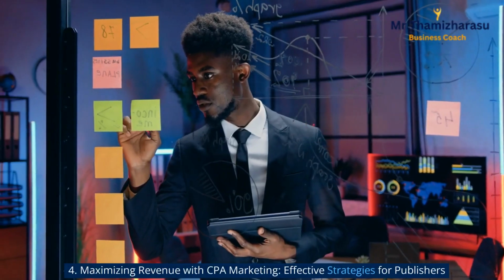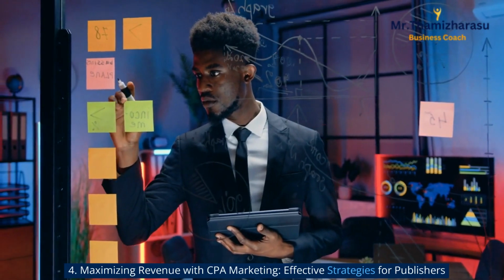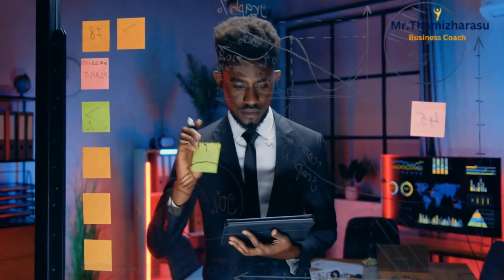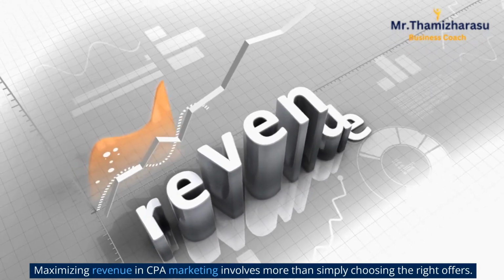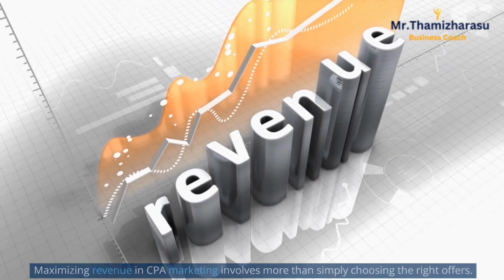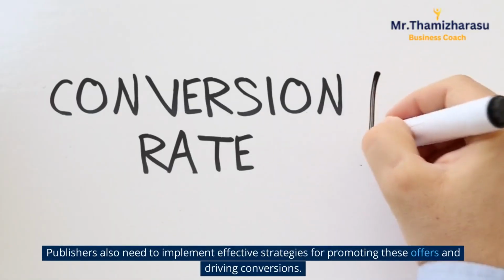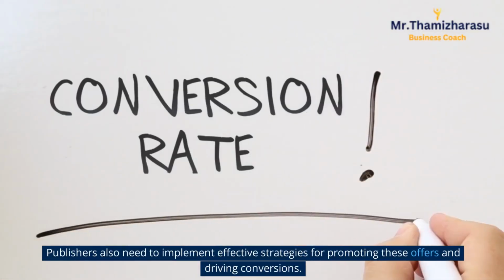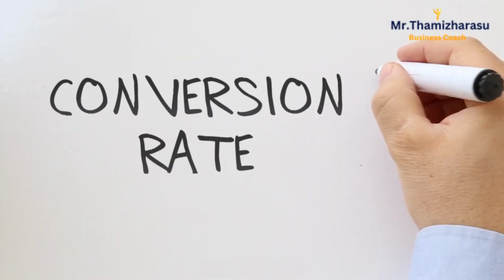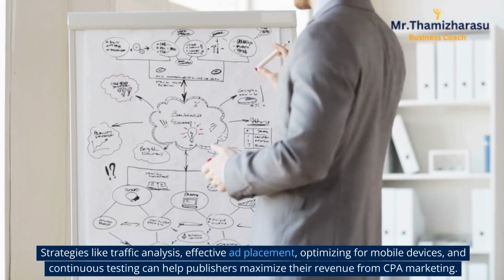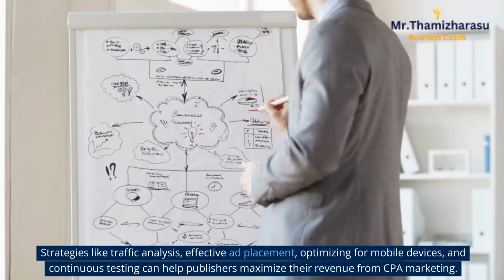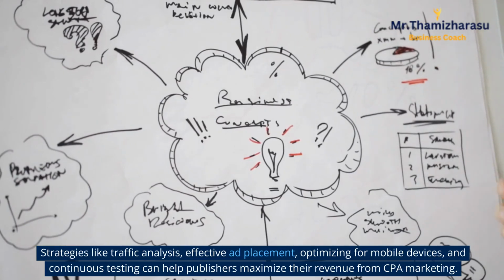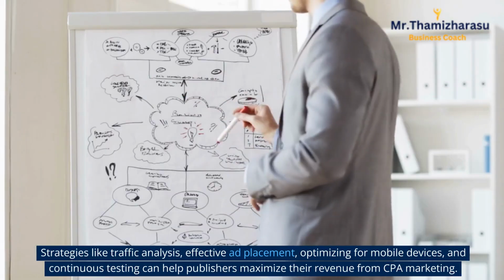4. Maximizing revenue with CPA marketing, effective strategies for publishers. Maximizing revenue in CPA marketing involves more than simply choosing the right offers. Publishers also need to implement effective strategies for promoting these offers and driving conversions. Strategies like traffic analysis, effective ad placement, optimizing for mobile devices, and continuous testing can help publishers maximize their revenue from CPA marketing.